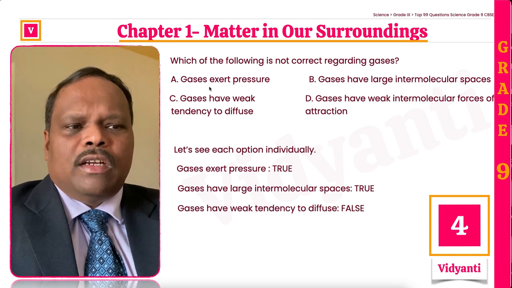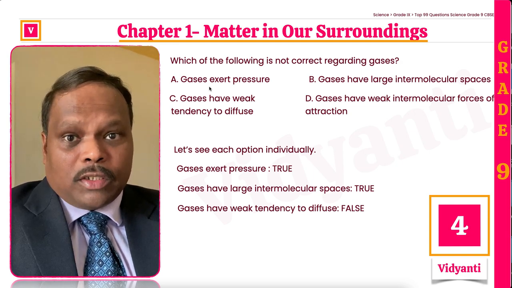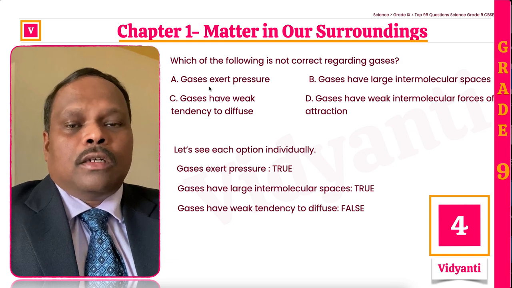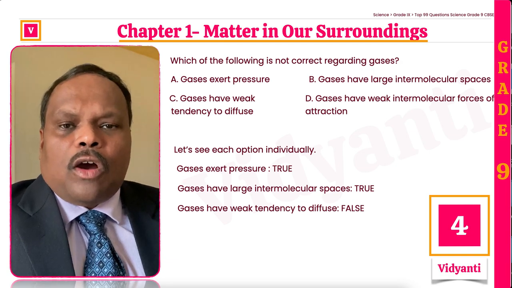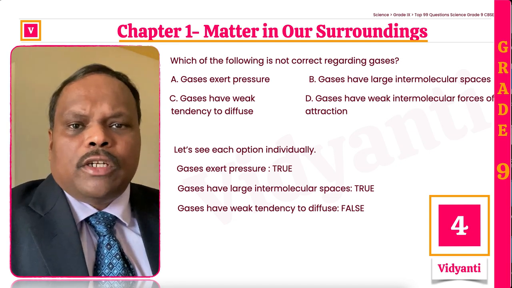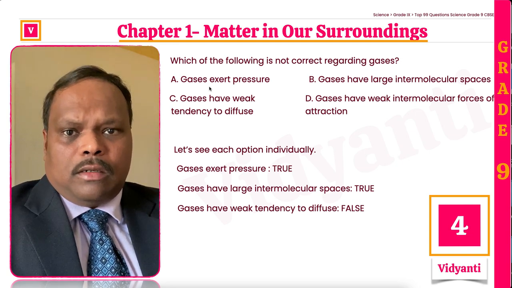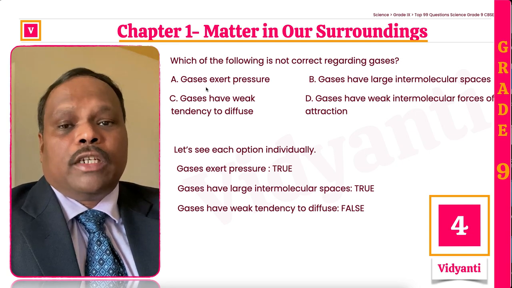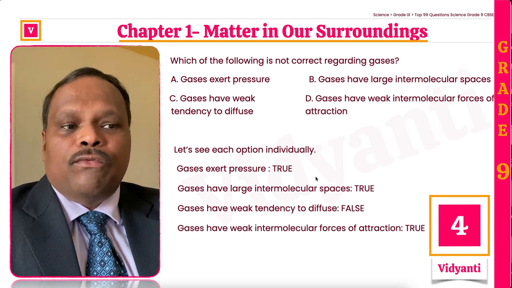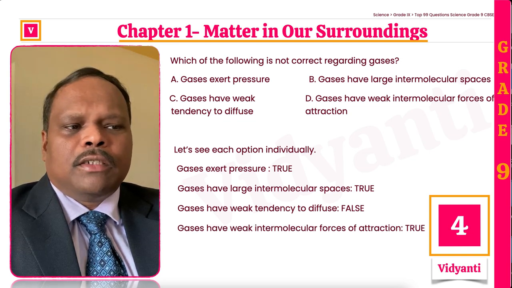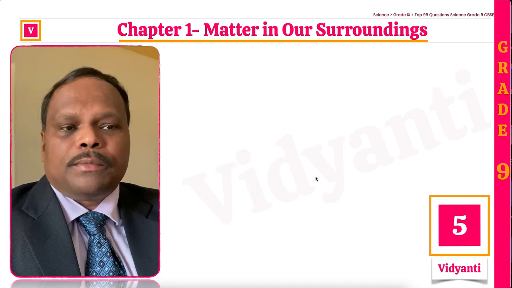Gases have weak tendency to diffuse. This is not true. In fact, the opposite is true. Whenever two gases are mixed with each other, irrespective of their chemical properties, they actually do diffuse into each other. Intermixing diffusion takes place. So this is false. And the last one, gases have weak intermolecular forces of attraction. Yes, that's true. So the correct option is option C.